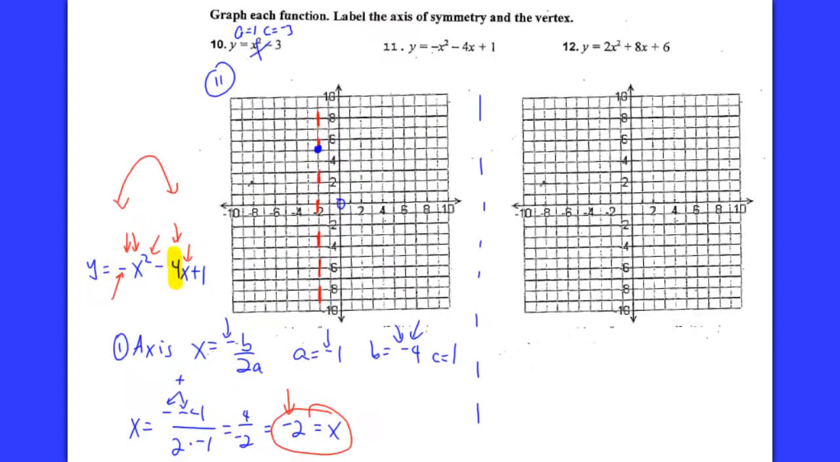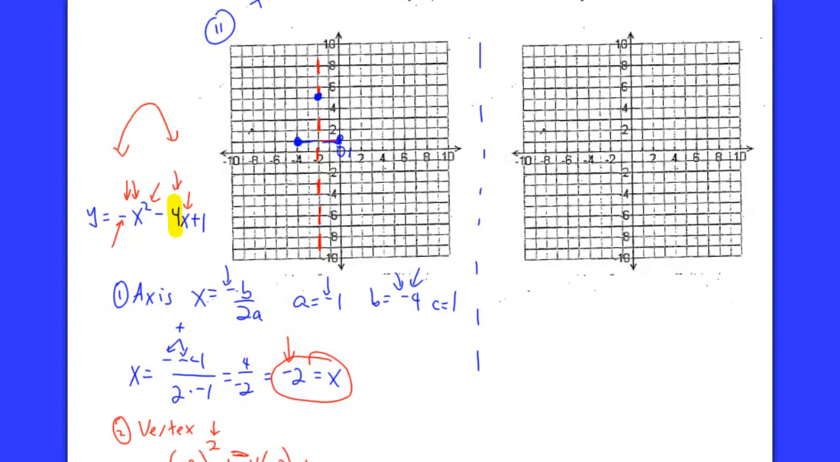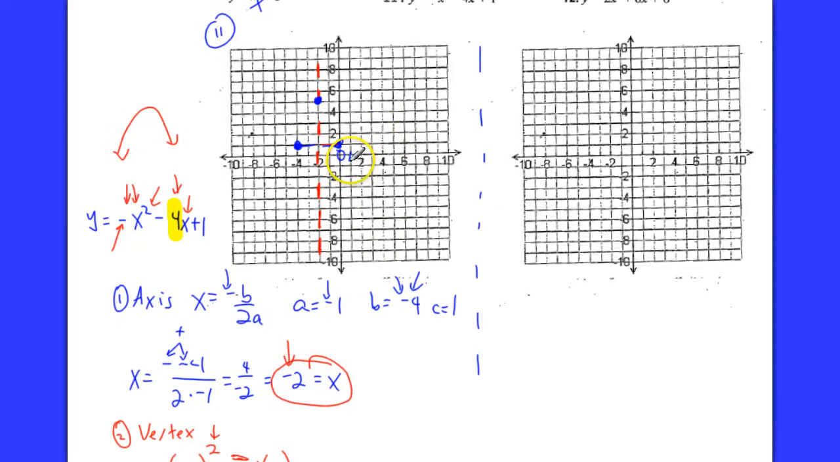So let's plot it. 0, 1 is right there. Now, here's what I know. That is 2 spaces from the axis of symmetry. So I'm going to go 2 spaces the other way. Put a point right there. And there we have one. All right, now I need to get one more point. Well, you know, another easy math would be to do x equals 1. So let's find out what the value of y is when x is 1.